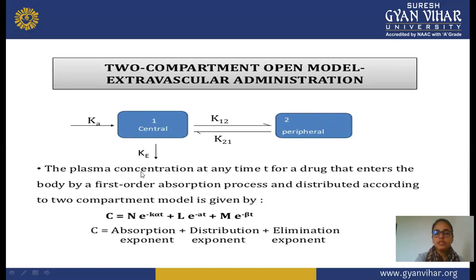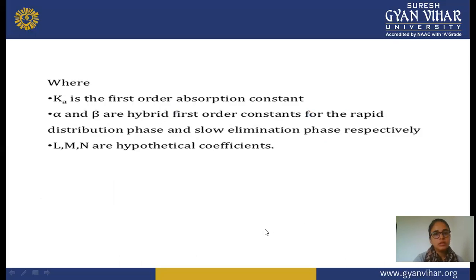The plasma concentration at any time t for a drug that enters the body by a first order absorption process and distributes according to the two compartmental model is given by C = N e^(-Kat) + L e^(-αt) + M e^(-βt). Here C includes the absorption exponent, the distribution exponent and the elimination exponent. So this is the equation form of the concentration including absorption, distribution and elimination.